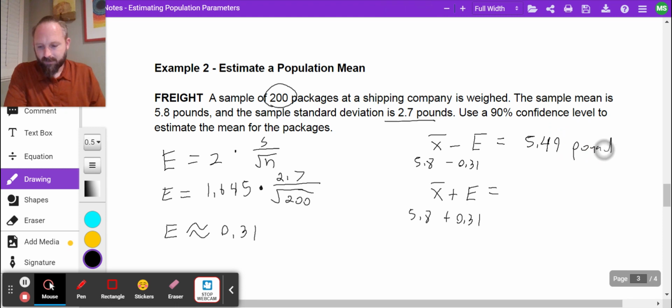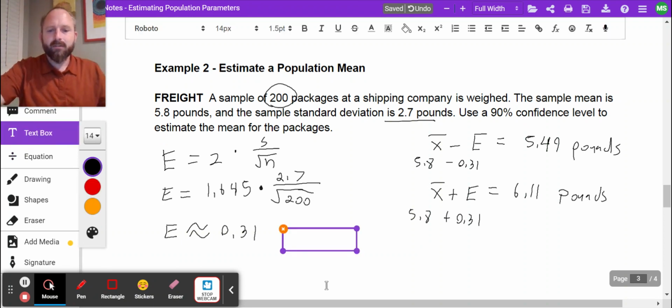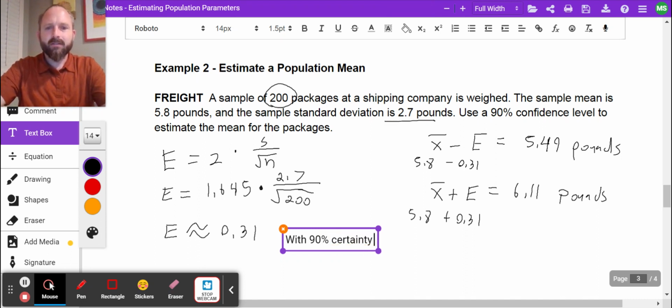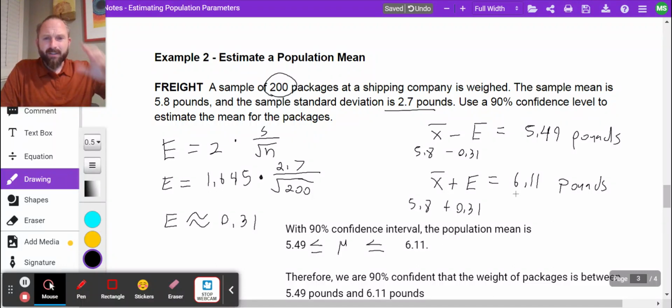pounds and 6.11 pounds. So when we talk about this, what we would probably say is, with 90% certainty, and let me type it all out. All right, so with 90% confidence, the population mean is between 5.49 and 6.11. Therefore, we are 90% confident that the weight of the packages will be between 5.49 and 6.11 pounds. All right, let us go to examples 3 and 4.